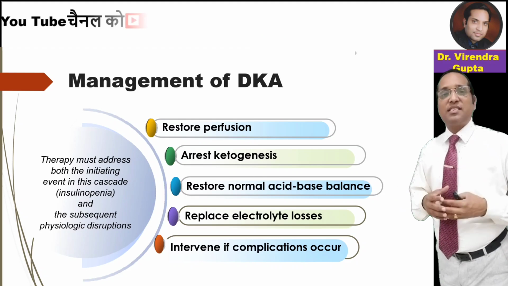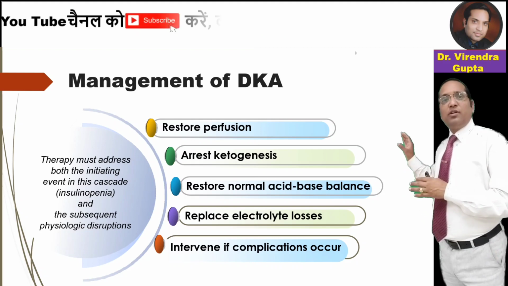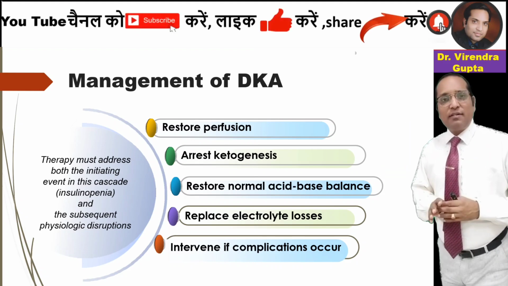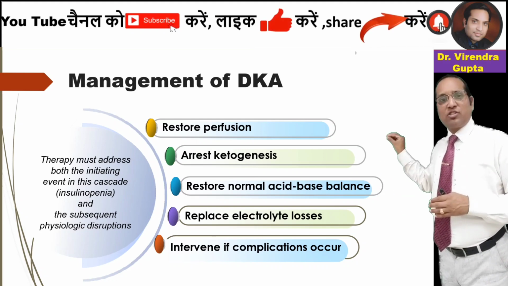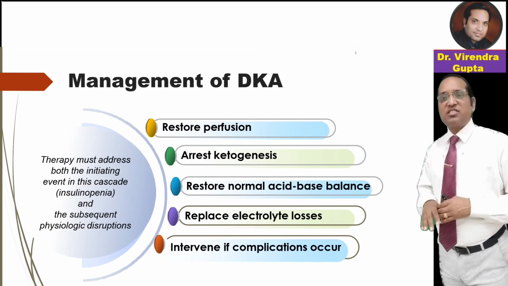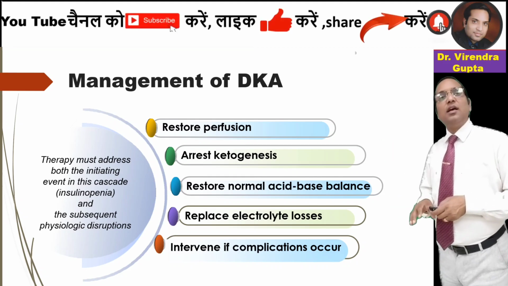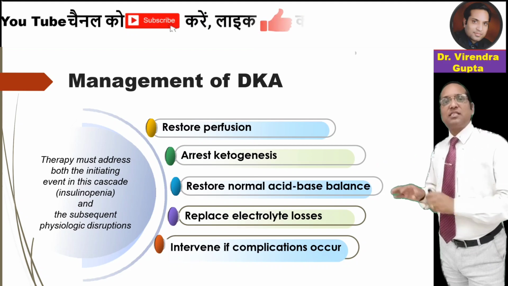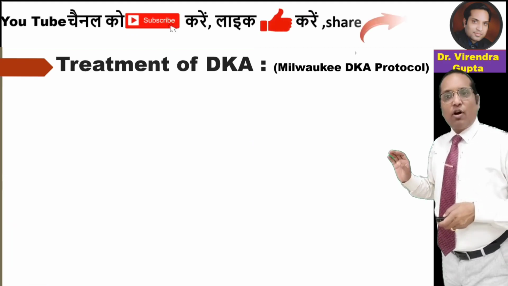So guys, management of DKA is very important, because if we initially treat the DKA and take aggressive measures, we can save the life of the child. We should restore the perfusion, correct the ketoacidosis, the ketogenesis process should be arrested and the normal acid-base balance restored, replace the electrolyte losses, and if there is any complication it should be treated or intervened.